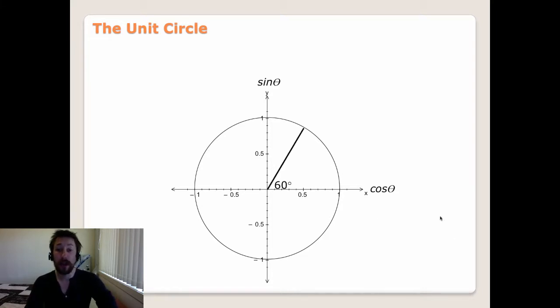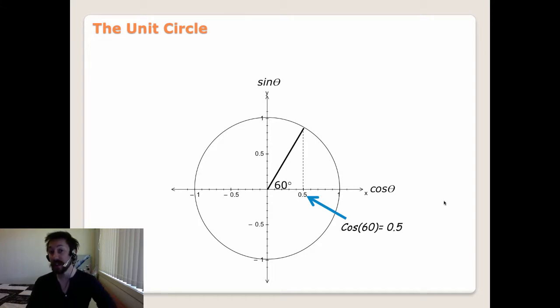I'm going to draw a line that goes from the origin all the way up to the circle here, and it makes an angle with the x-axis of 60 degrees. So let's now find out what cos of 60 is going to be. To do that I need to draw a line going down from where it touches the circle, and that's going to be roughly at 0.5, so therefore cos of 60 is equal to 0.5, as you can see.